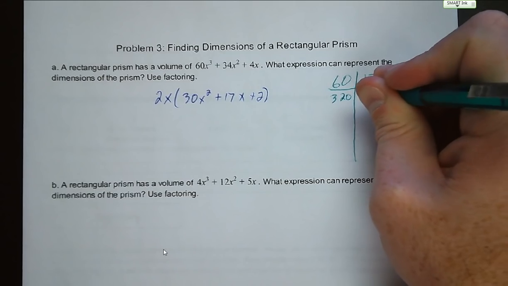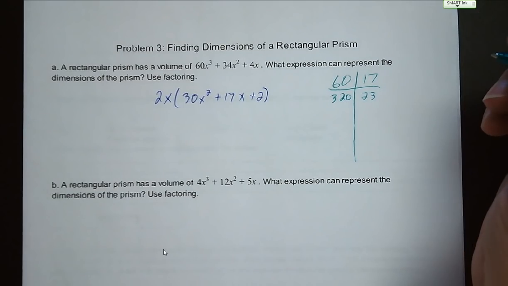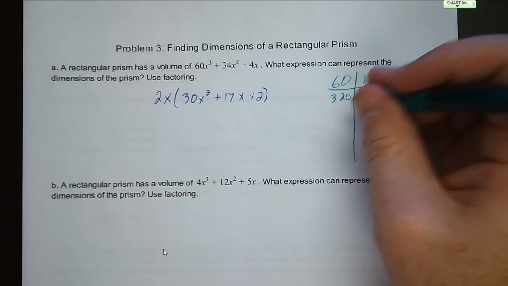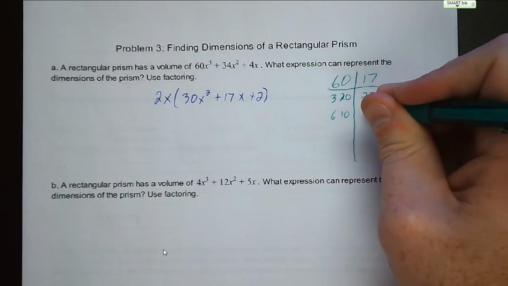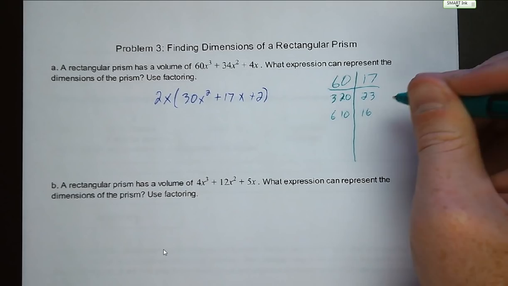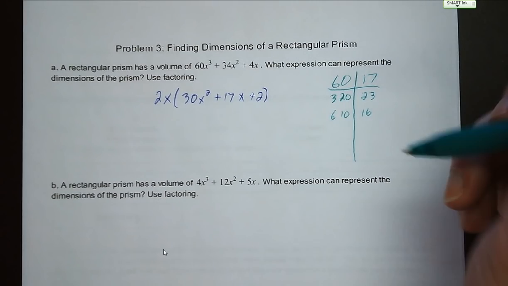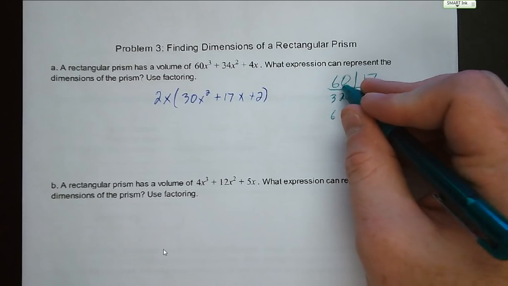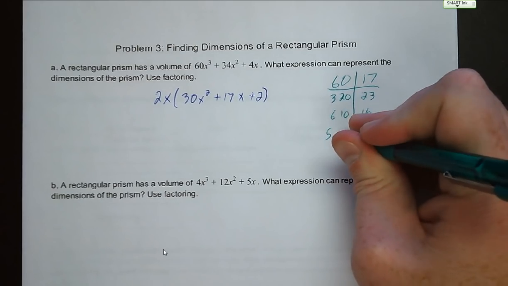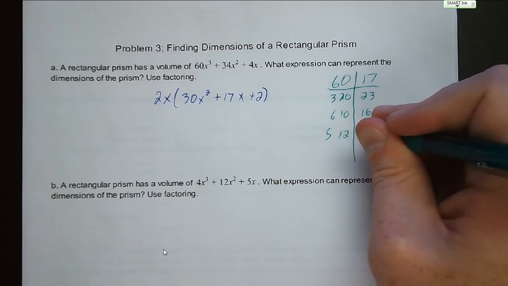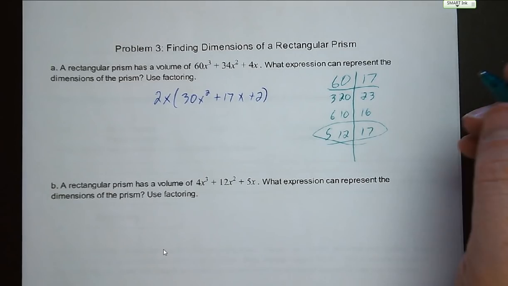Well, we could go 6 and 10, that gives us 60, but that gives us a sum of 16, so it's got to be a little in between these two numbers. Well, if I divide 60 by 5, I get 12, and 5 plus 12 is 17. So that's our winner right there.